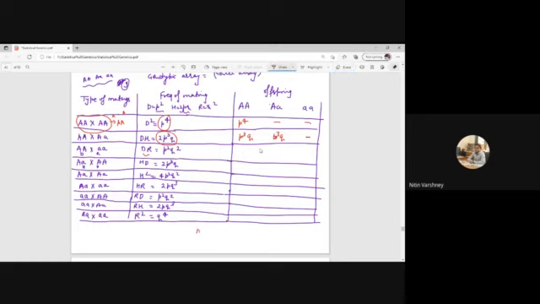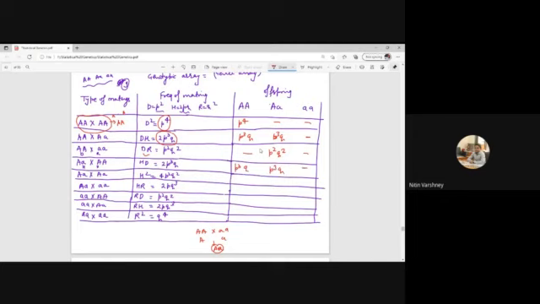Okay. The next one is capital A, small a, capital A, small a. So we will get heterozygous as well as dominant. So again we will make it half for both the population.